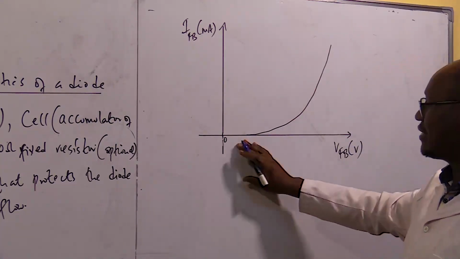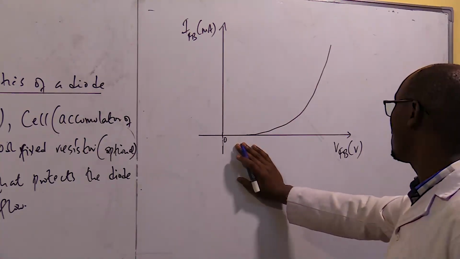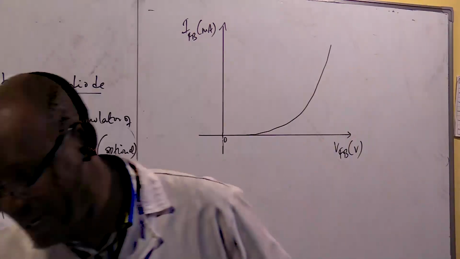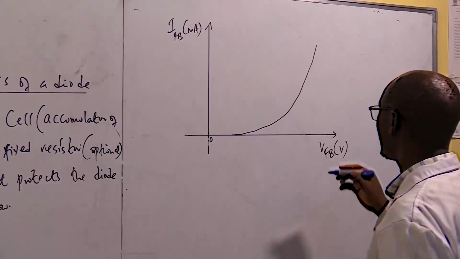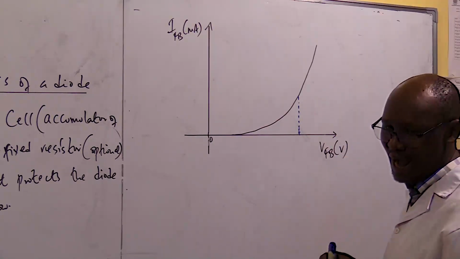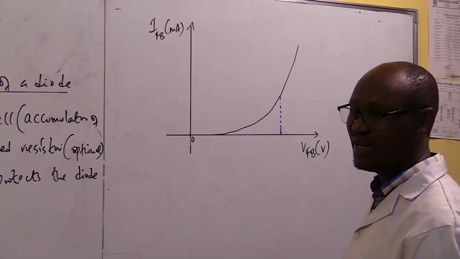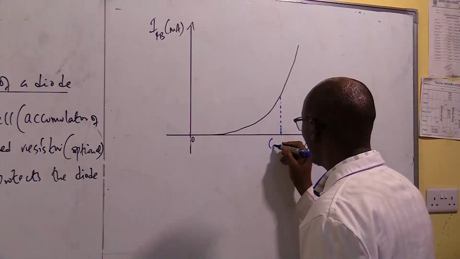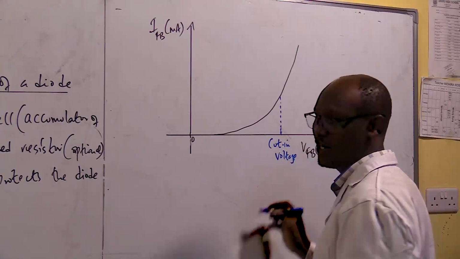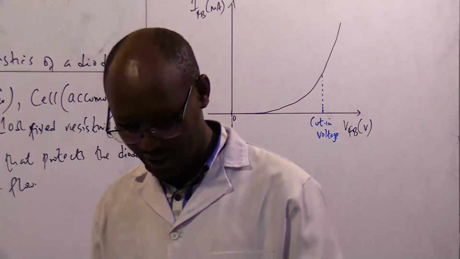So initially you'll find that there is no current recorded even as you increase the value of forward bias voltage. But then it will reach a point when your current will suddenly increase. At that particular point is what we refer to as the cut-in voltage. This is the cut-in voltage. Cut-in voltage. Very, very important.